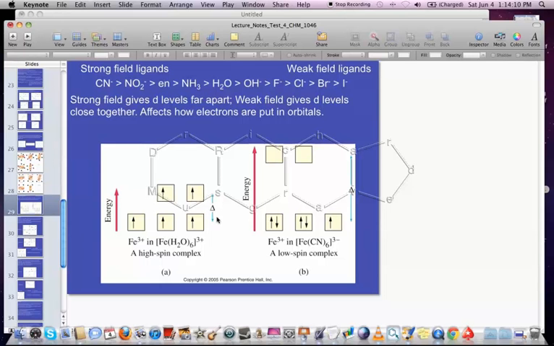This energy difference is going to be completely dependent upon what ligands we have attached to a central atom. If it's a weak field ligand, this distance will be small, and we'll put the electrons in accordingly. If it's a strong field ligand, like these here, this distance will be large, and we will put the electrons in accordingly there as well. We call this a high spin complex because we've got lots of unpaired electrons, and we call this a low spin complex because we don't have very many unpaired electrons.